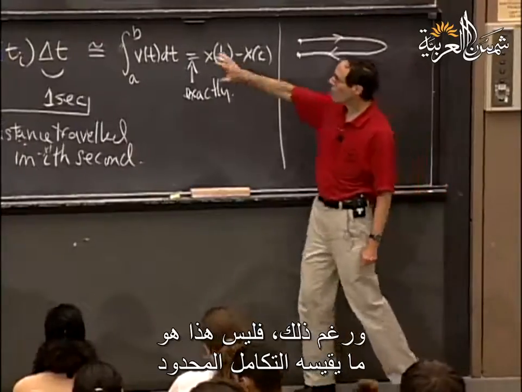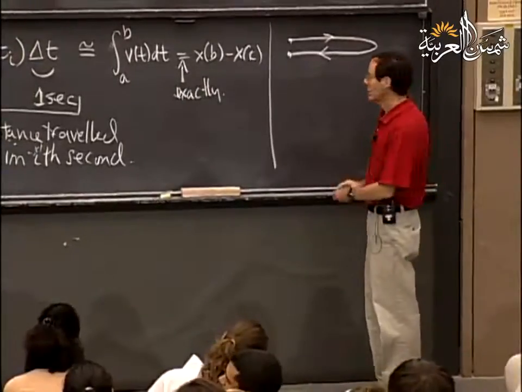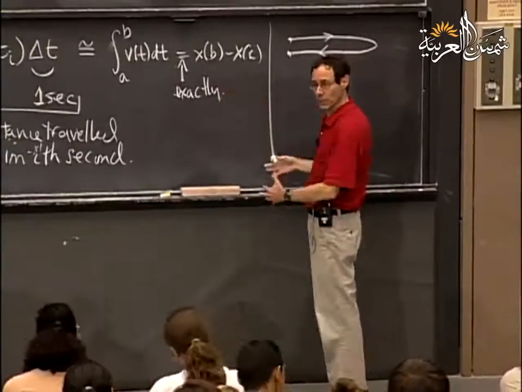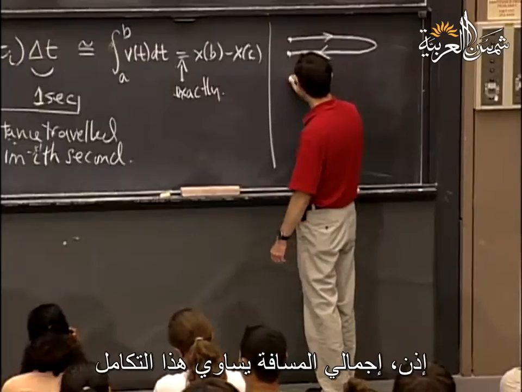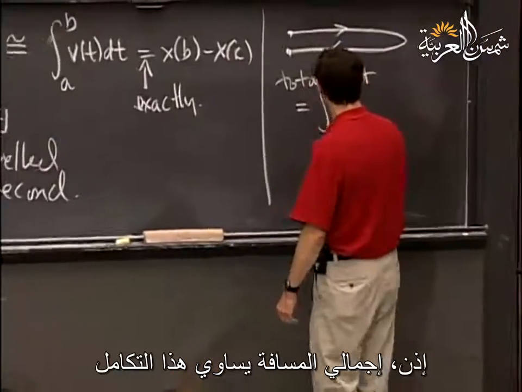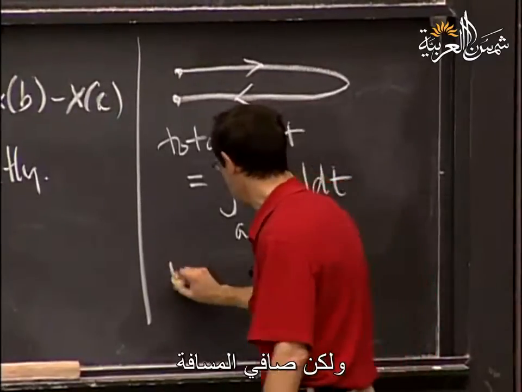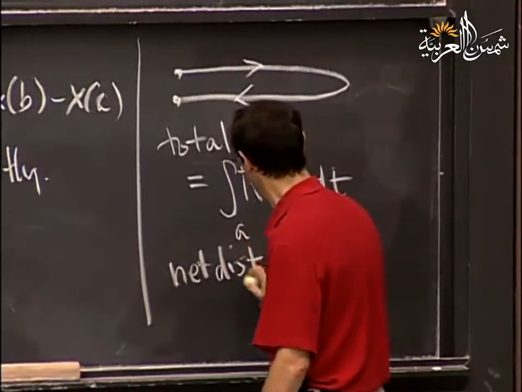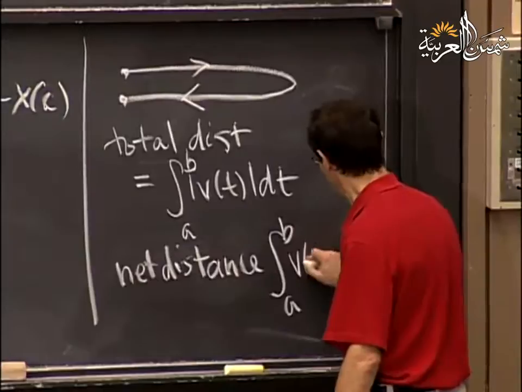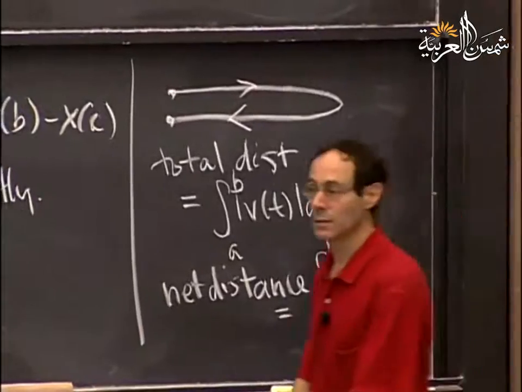That's, however, not what the definite integral measures. It measures the net distance traveled. So it's another thing. In other words, we now have the tools to do both. If you like, the total distance is equal to the integral of this from A to B, but the net distance is the one without the absolute value signs. All right? So that's correct. Other questions?